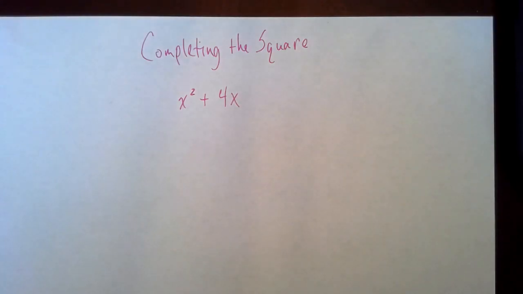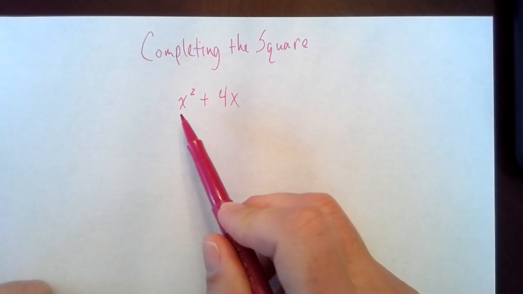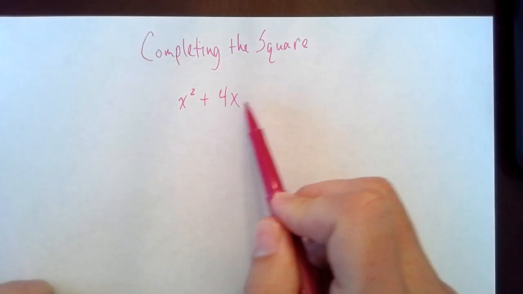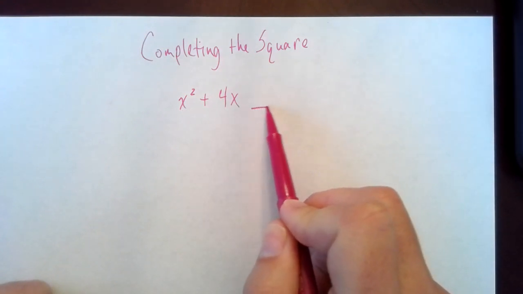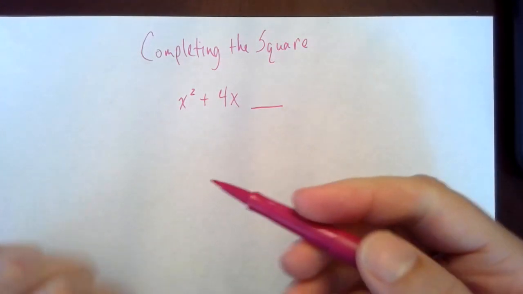All right, so this process is called completing the square. This is something we're going to use later on to help solve quadratic equations, but this is just the basic of how to get it set up, okay? So right now, we have x squared plus 4x, and I want to know what value would go here to make this into a perfect square.